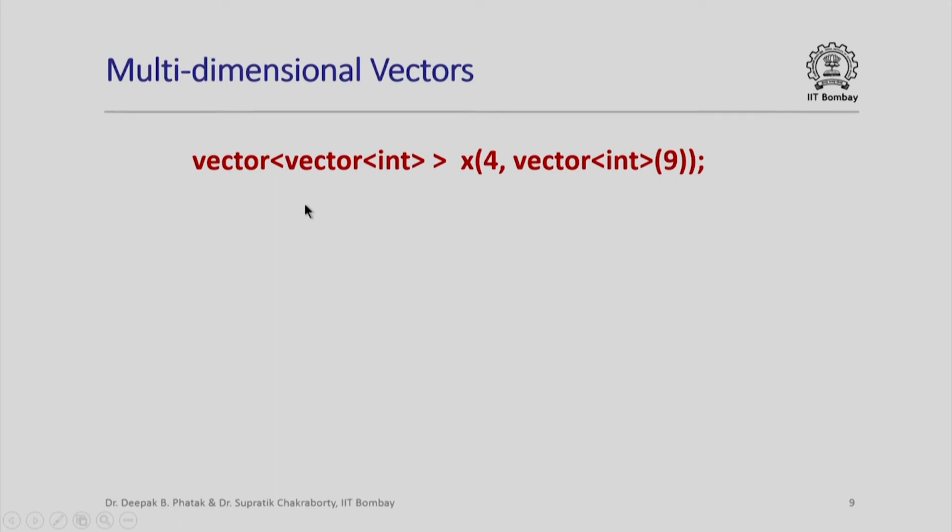Now, since I can declare objects which are vectors of vectors, this basically suggests I can now talk about multidimensional vectors. This is interesting because the template class vector is basically used for representing and manipulating one dimensional arrays. However, by instantiating the generic type with a vector of another type, I am now able to get a multi-dimensional vector. So, let us see this example.